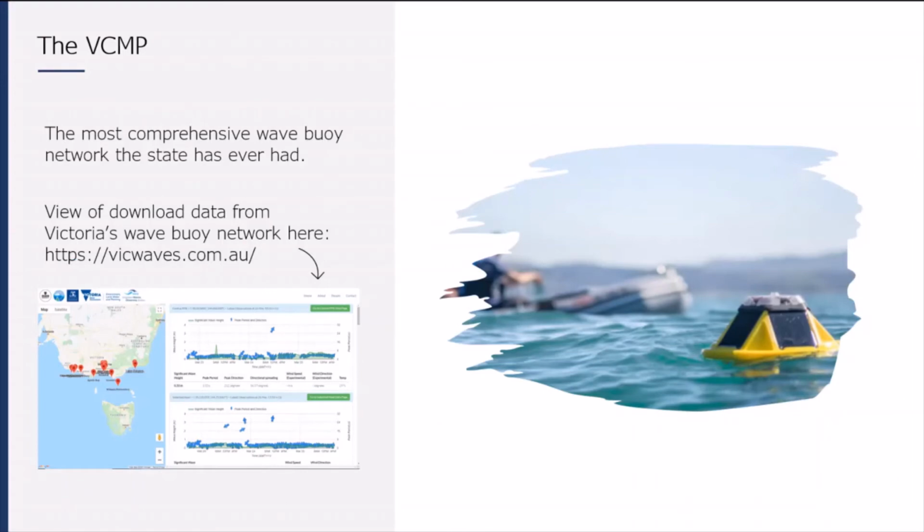To look at a couple of these examples in more detail, one of the large-scale projects that has been rolled out as part of the VCMP is the Wavebuoy network. It is the most comprehensive network that the state has ever had. There are currently 16 wavebuoys deployed, and the data can be viewed and downloaded from the link on the screen.